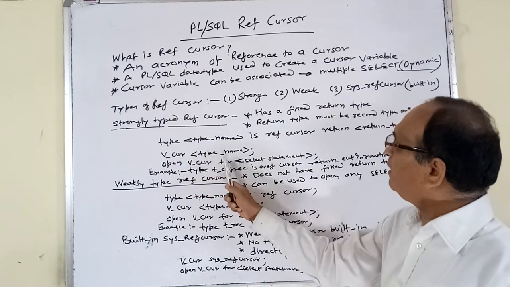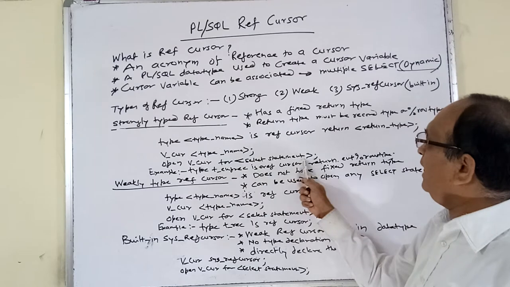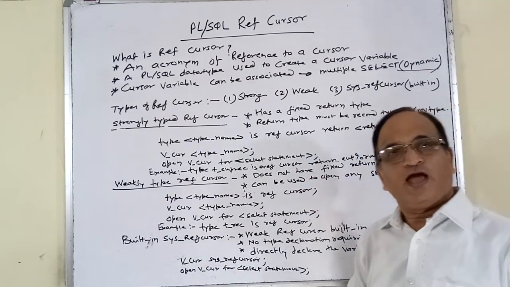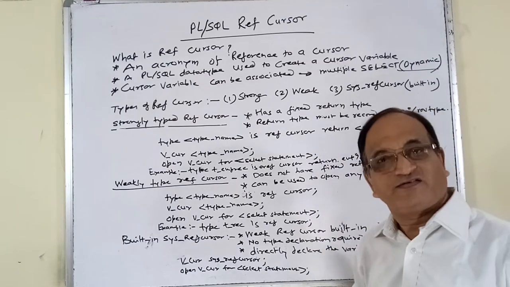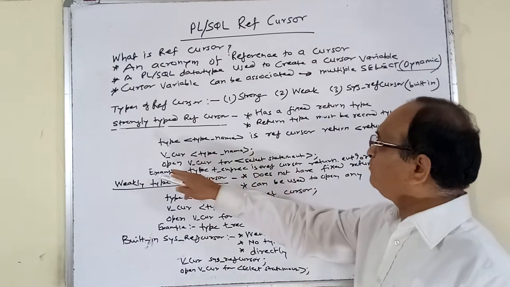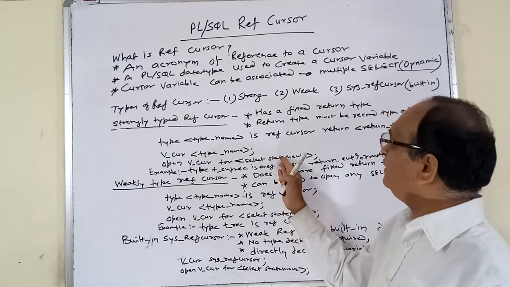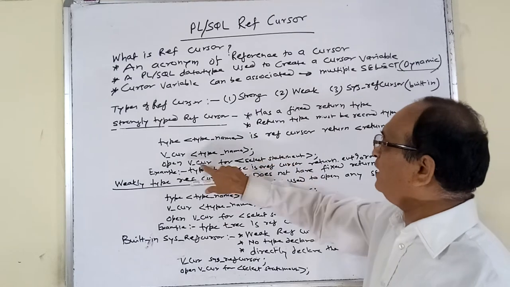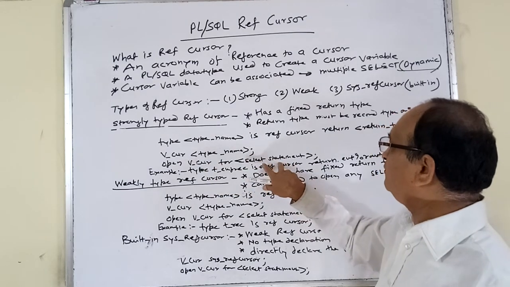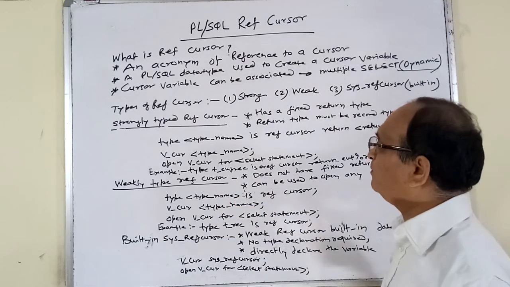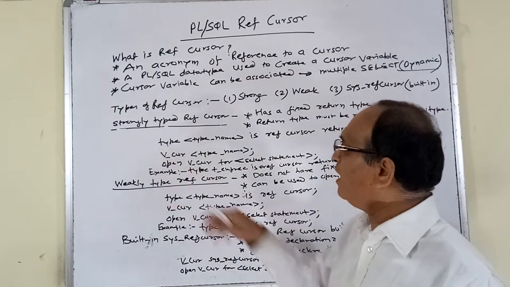So open v_car for, and then any select statement, absolutely any select statement that you can normally use as a cursor in the PL/SQL block can be written over here. That is how it becomes flexible, so that you can associate this v_car with different select statements at different times in the execution of the program.